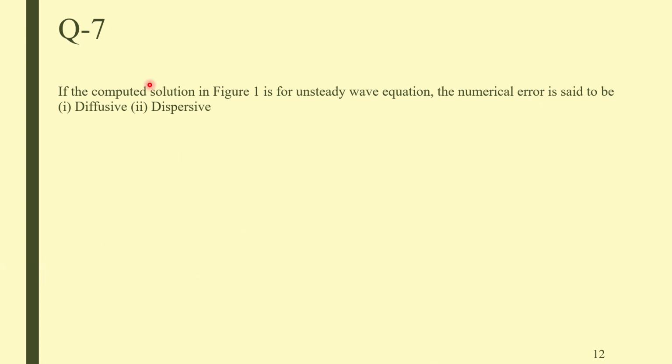If the computed solution in figure 1 is for an unsteady wave equation, the numerical error is said to be 1, diffusive, 2, dispersive. So 1 alone is right. Option A, 1 only; option B, 2 only; option C, 1 and 2; option D, insufficient data. So the answer is 1 only, that is option A, because it is only getting diffused and it is not getting dispersed. That is the reason. And now we'll go to question 8.